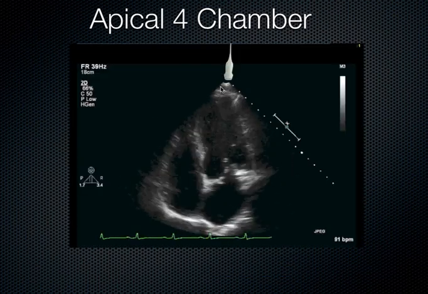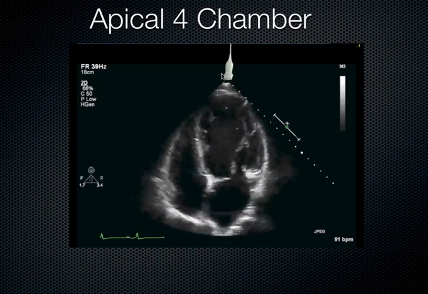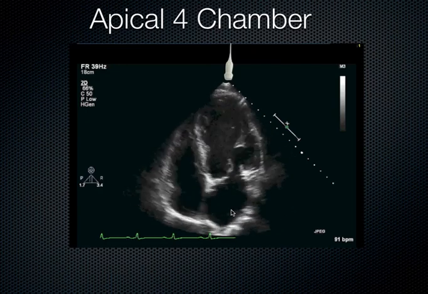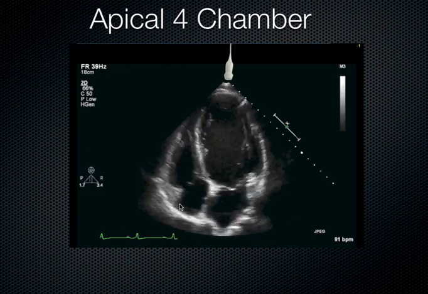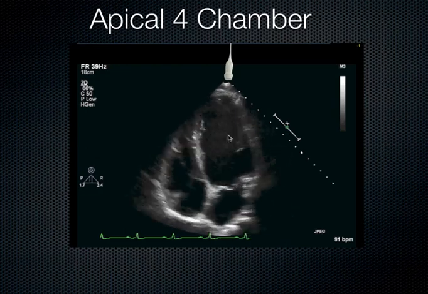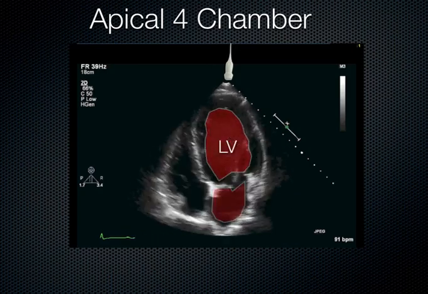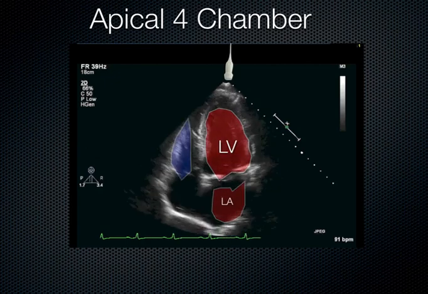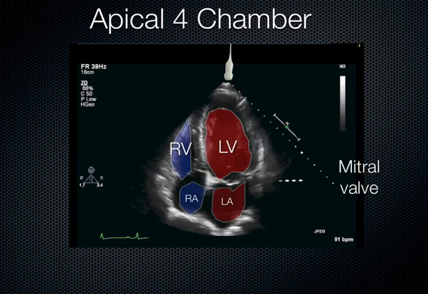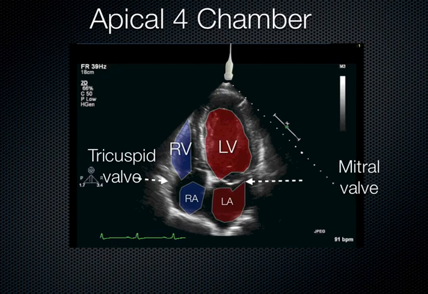You've got the probe here at the top of the screen, and the sound is coming out, and we've got the indicator to the patient's right. And so the right ventricle is over here, left ventricle is here, left atrium, right atrium. Nice how this right ventricle is about 2/3 the size of the left ventricle. That's good. Just the chambers with their labels there in case you forgot. There's your mitral valve, and there's where the tricuspid valve is.